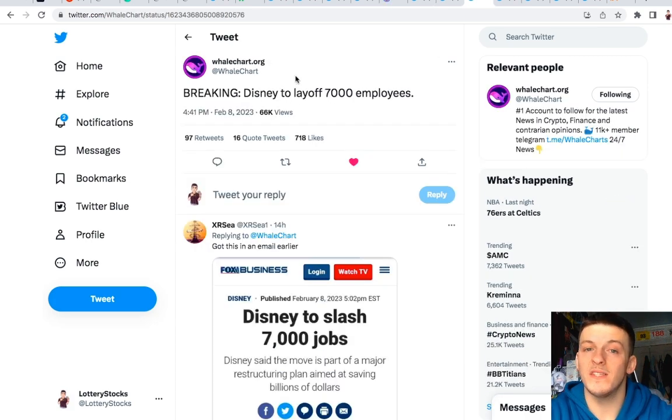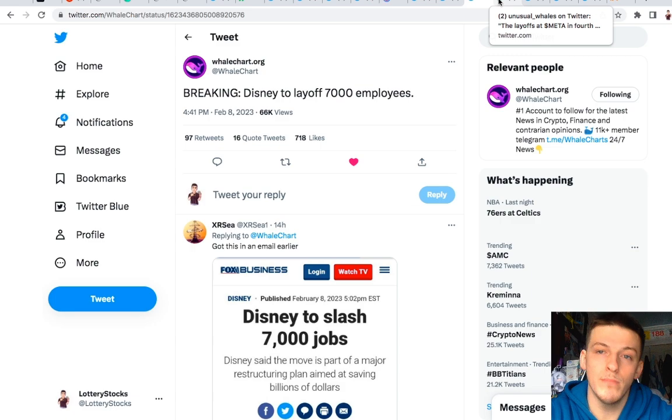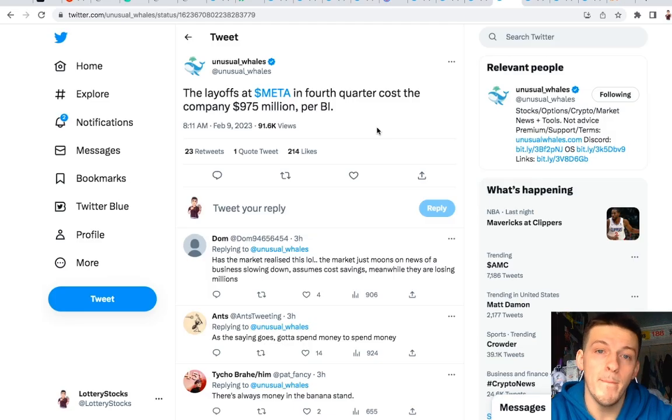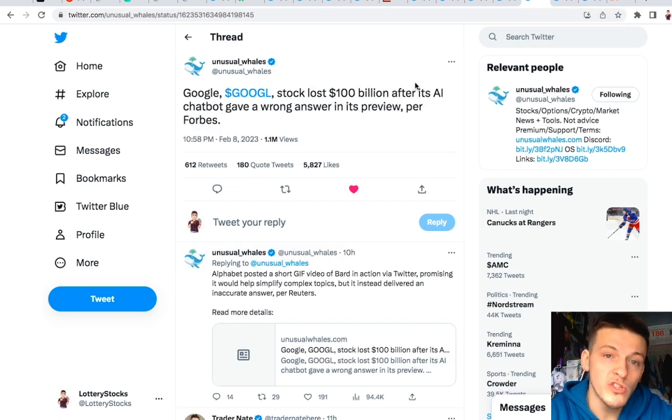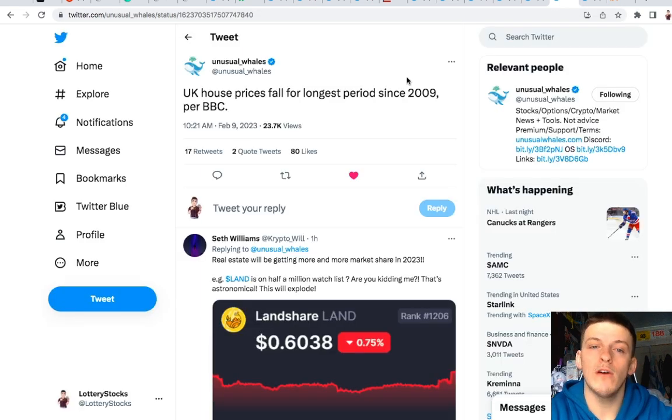Finally, more layoffs. Disney to lay off 7,000 employees, and speaking of layoffs, it didn't do very well for Meta. Meta in the fourth quarter lost $975 million due to the layoffs that they have completed. Also, Google just lost $100 billion after its AI chatbot gave a wrong answer in its preview, and UK house prices fall for the longest period since 2009.